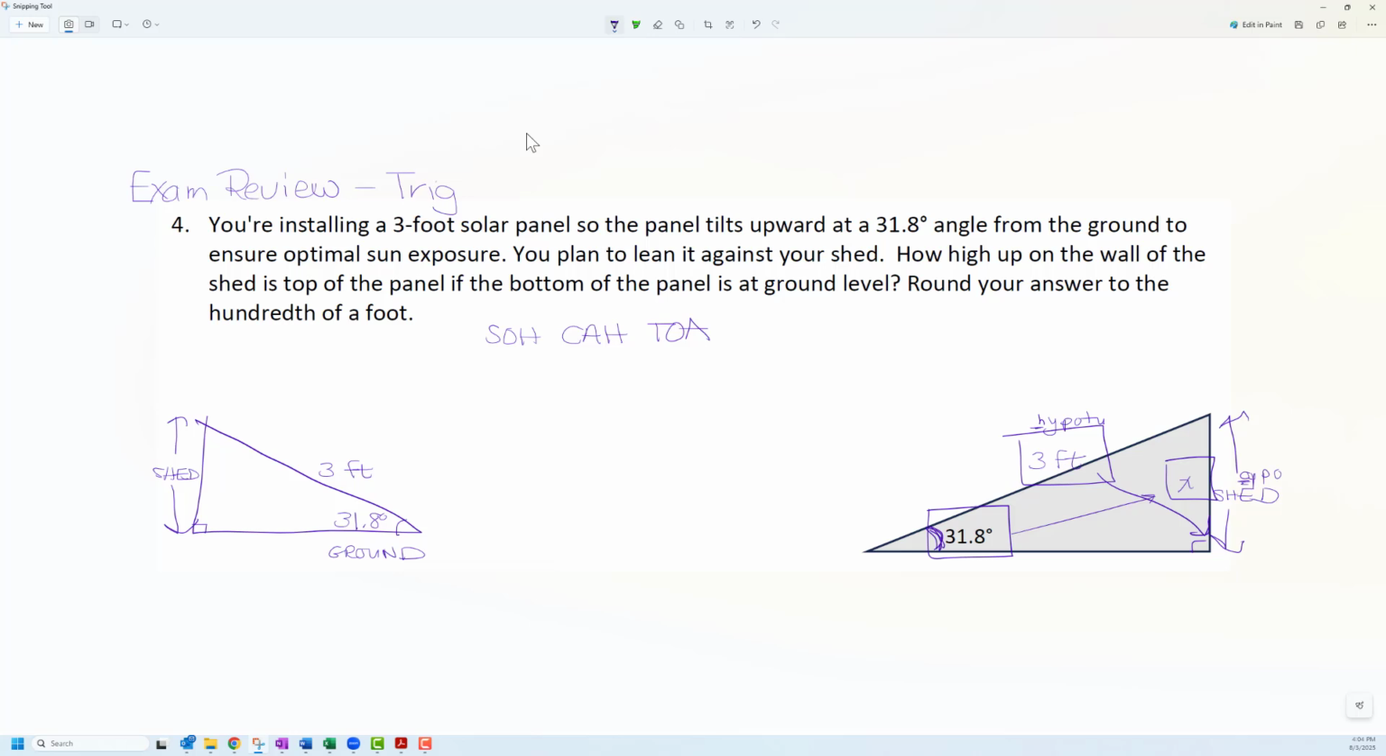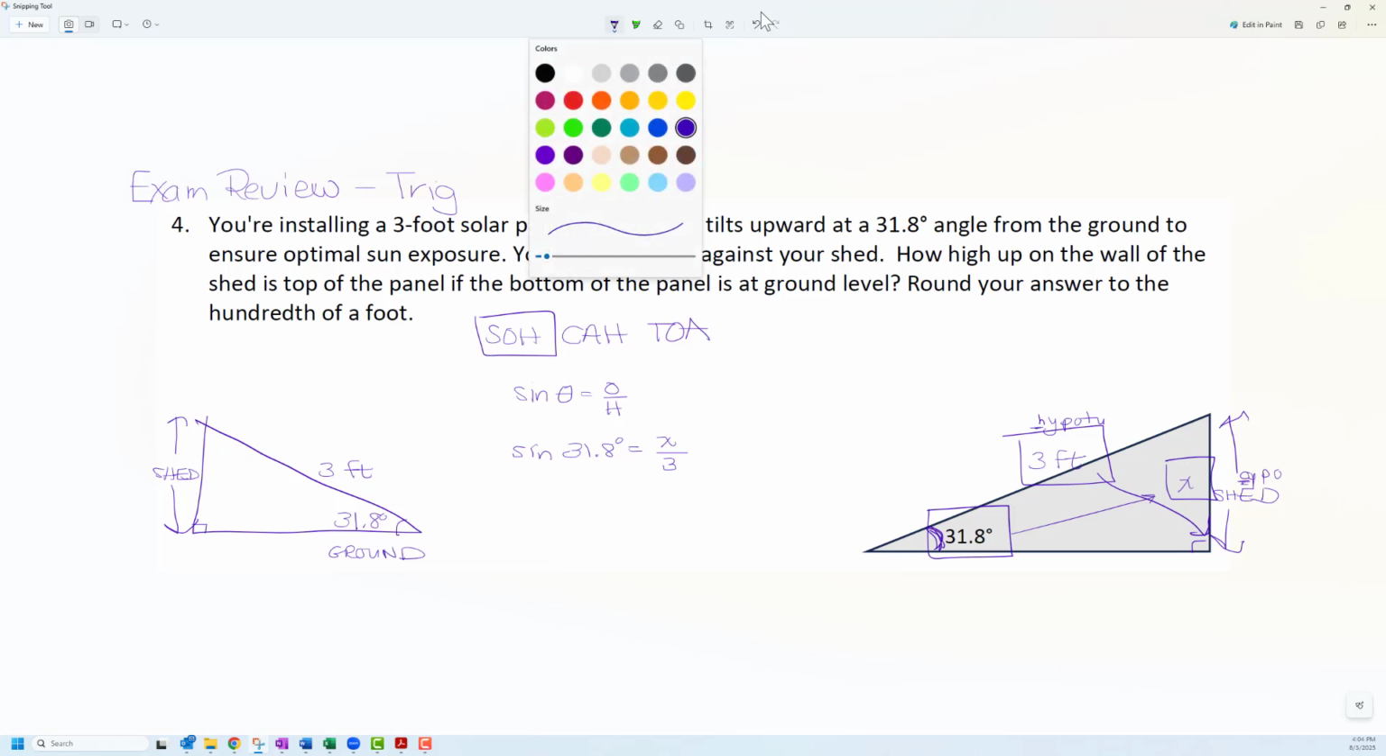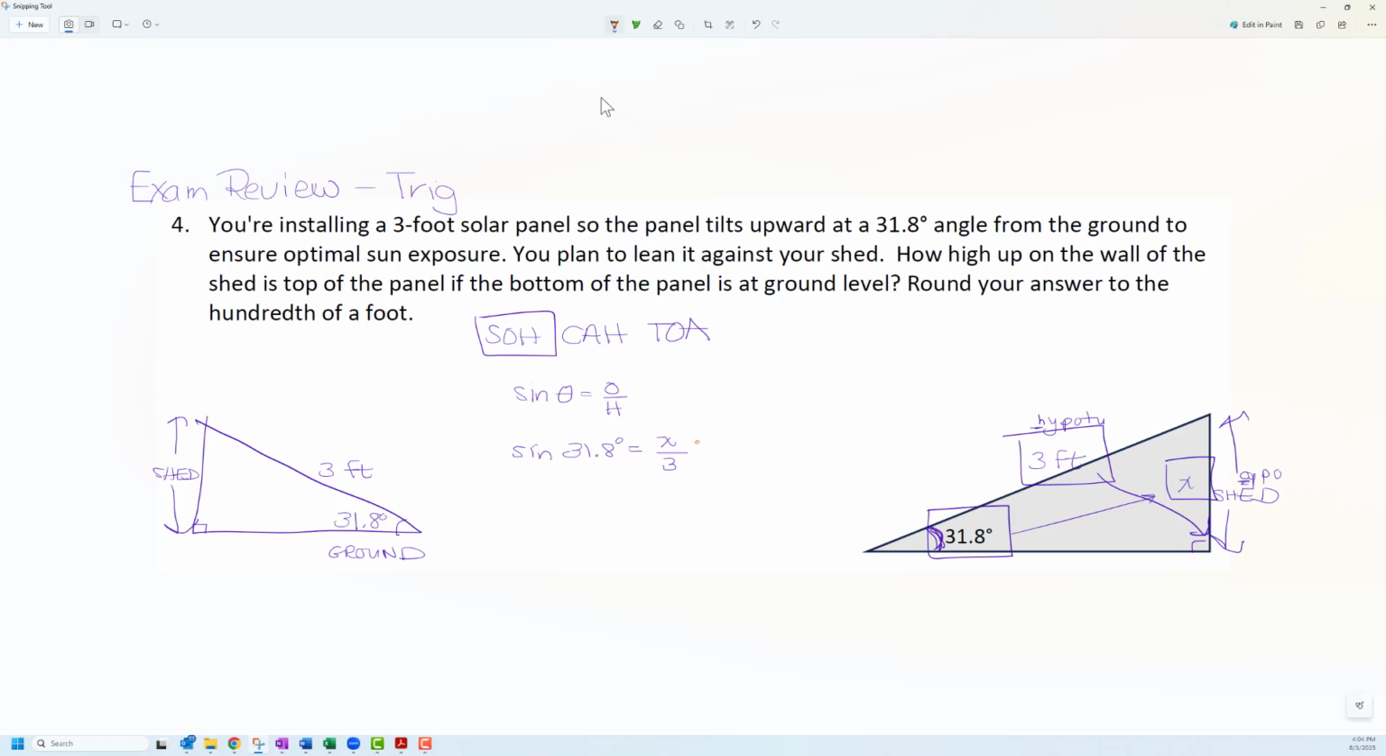The only trig function that involves both O and H is sine. So I'm going to put the sine. Remember, it's the sine of the angle is equal to the opposite over the hypotenuse. Then fill those in with the knowns from this particular situation. We do know the angle is 31.8 degrees, and that's equal to the opposite, or my X, over the hypotenuse, which is 3. Solving this for X, all we need to do is multiply both sides by 3.